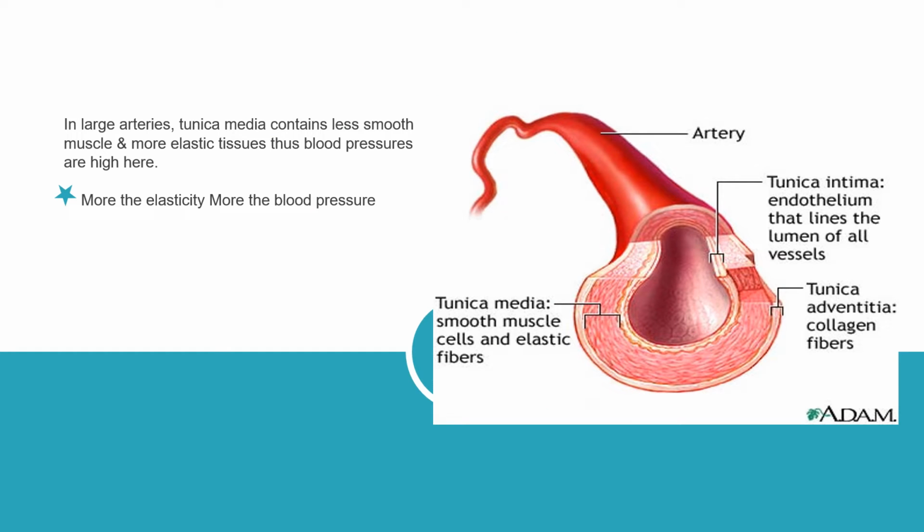In large arteries, the tunica media contains less smooth muscle and more elastic tissue. Thus, blood pressure is high here. We can remember it like this: the more the elasticity, the more the blood pressure. As in the large arteries there is more elastic tissue, thus the blood pressure is high.